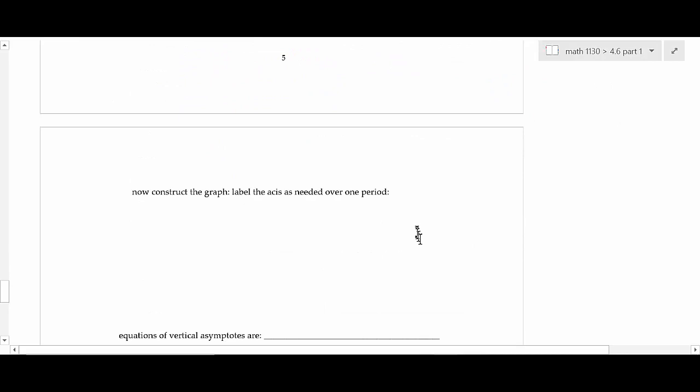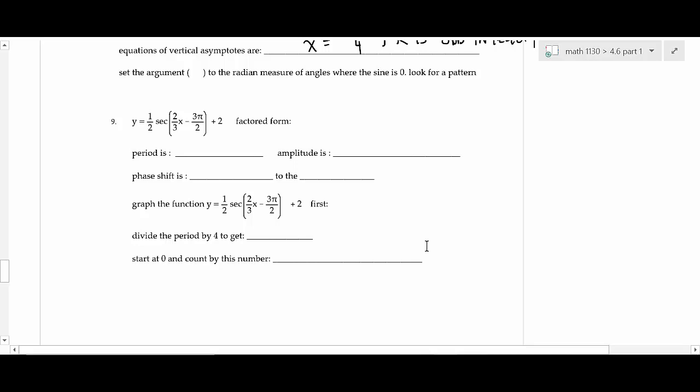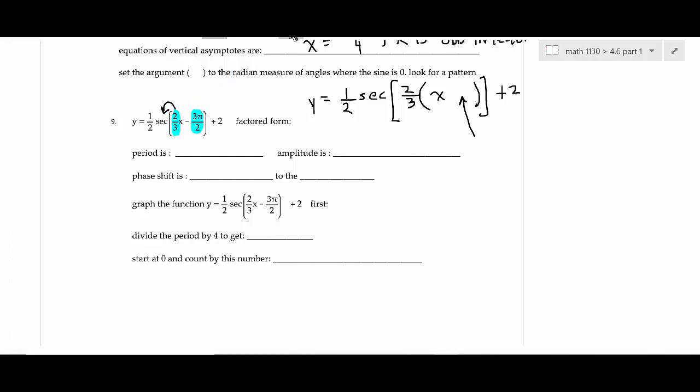Okay, so let's go ahead and let's do this one. This one's got everything possible here, except it doesn't have a reflection. So again, we're going to put this in a factored form. So let's go ahead and get this in the factored form. So we have the 1/2, then we have secant, then I'm going to put a bracket, put a 2/3, and then a blank set of parentheses plus 2 like this. So what goes here is an x. Now here's the part that you want to make sure you pay attention to, is when you factor out the 2/3, you need to take the 3 pi over 2, and you need to divide it by the 2/3 you factored out.